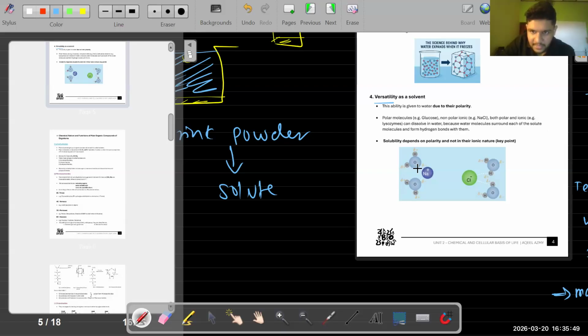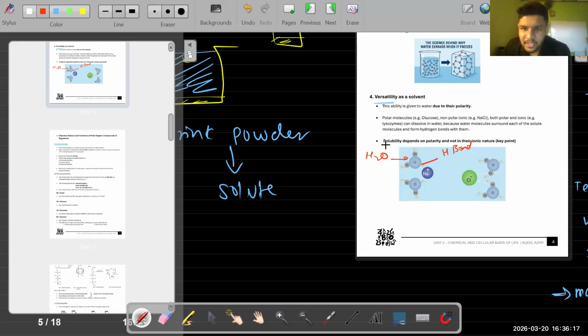Water molecules surround each of the solute molecules and form hydrogen bonds. See here. This is a water molecule. Wait, I'll change the color. Now, this is a water molecule. This is the sodium atom, and this will be forming an interaction. What is this interaction? Hydrogen bonds. They are saying it is forming hydrogen bonds, it seems. So this is the reason why water acts as a solvent, why it can easily go and react.